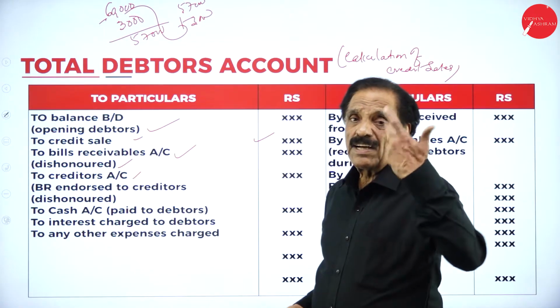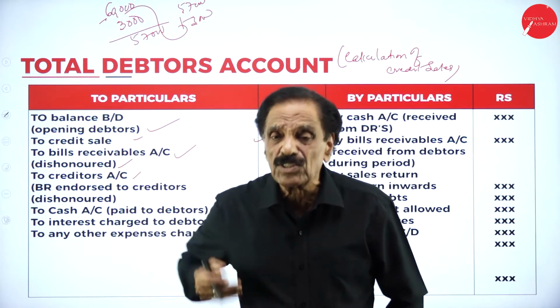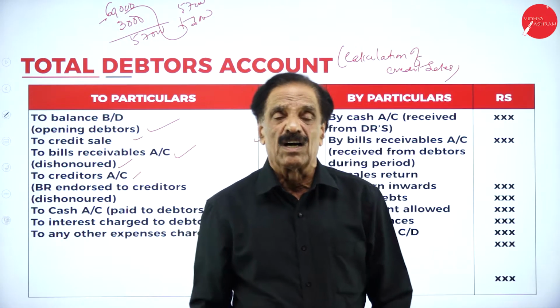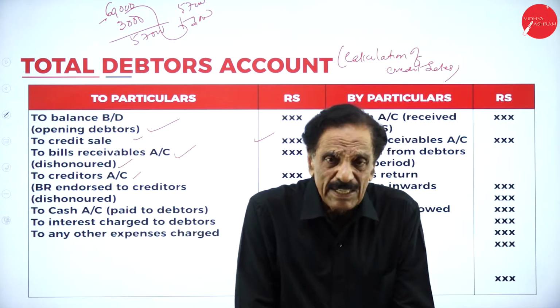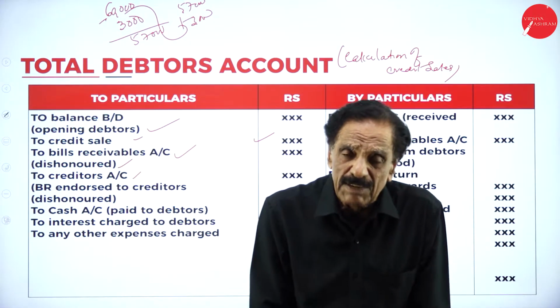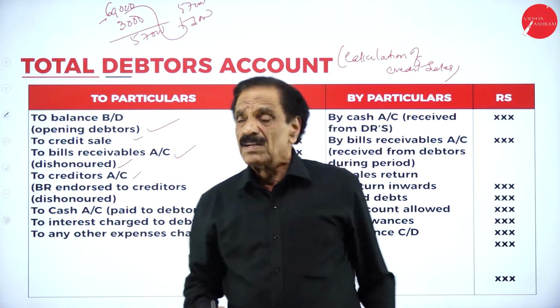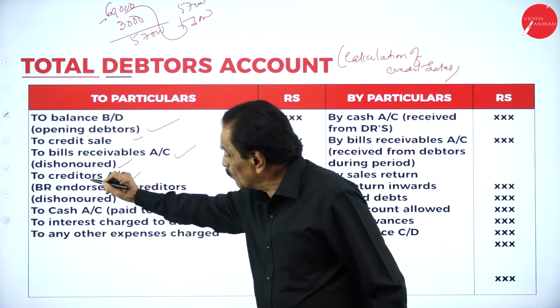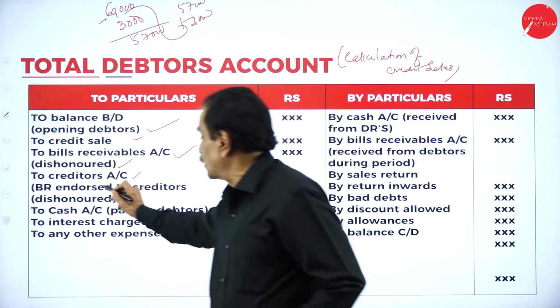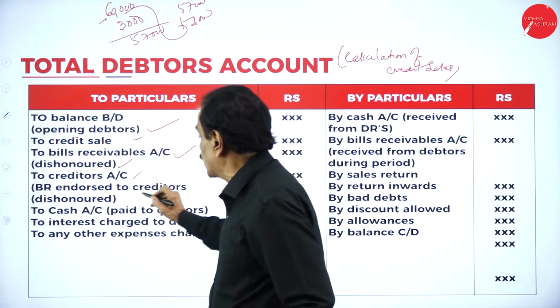If the bill is endorsed to a creditor, meaning your bill is given to your creditor, what's the entry? Creditor account debit to BR account. You are a debtor, and whatever bill you receive, you endorse to your creditor. You have one more creditor, you endorse the bill to him. Now what's the entry? Here, to creditor, BR endorsed to creditor.